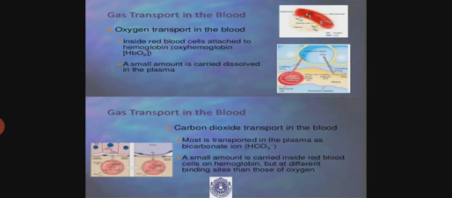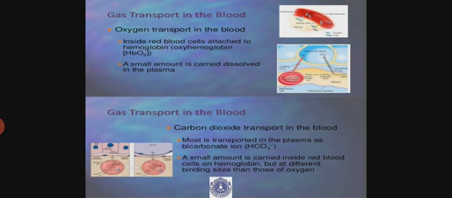Coming to gas transport in the blood, oxygen gets transported in the blood inside red blood cells, attached to the hemoglobin molecule, which is the chief carrier of oxygen, and a very small, negligible amount of oxygen is carried in the dissolved condition in the plasma. So that is what is shown here.